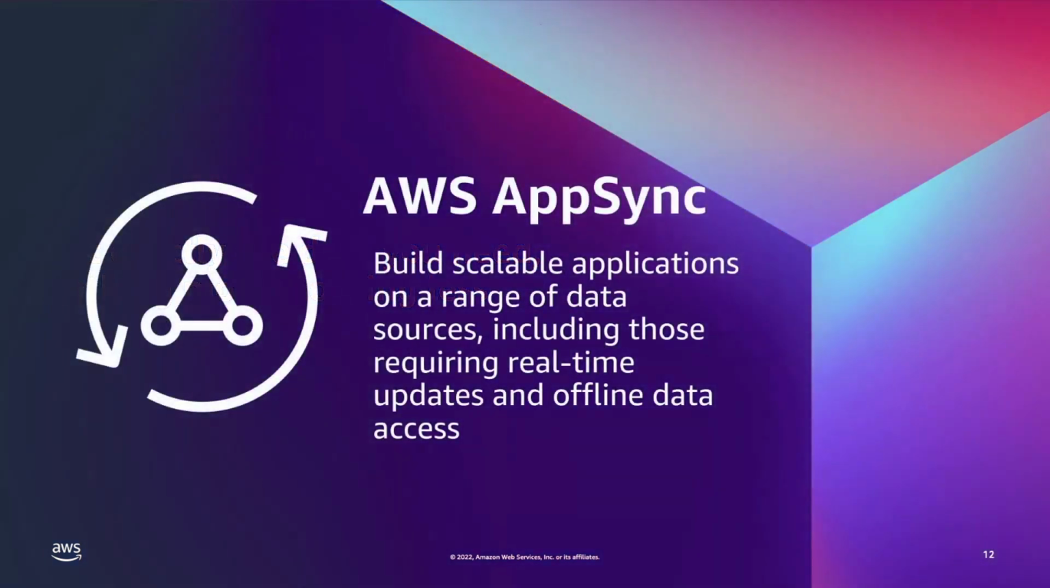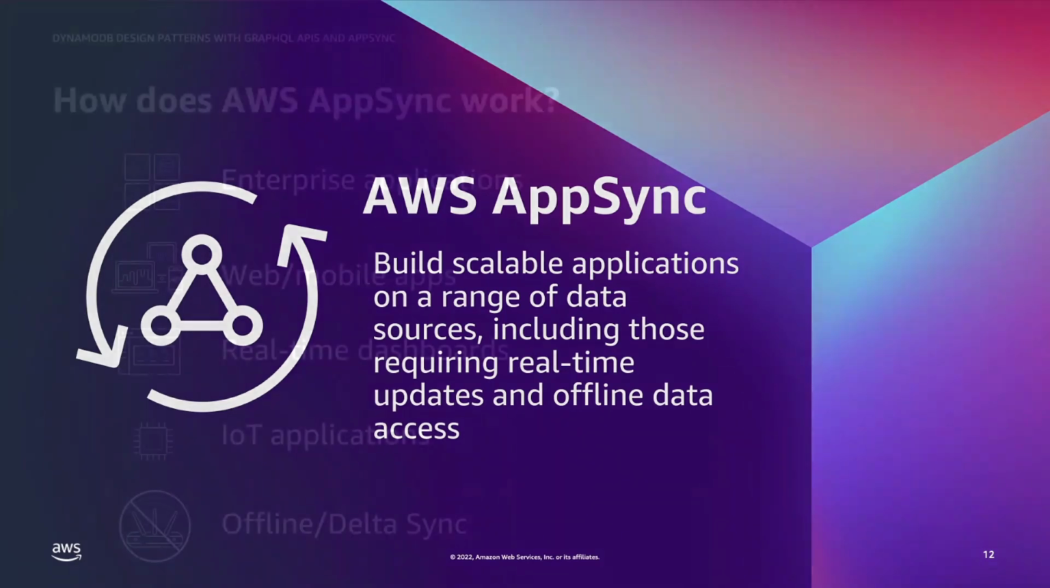And this is where AWS AppSync comes in. AWS AppSync is an AWS service that allows you to build scalable applications on a range of data sources, including those requiring real-time updates and offline data access. So, in a nutshell, AWS AppSync is a managed GraphQL service that allows you to configure serverless GraphQL endpoints that you can use right away in your application, and that allows you to connect to data sources in your AWS account. Managed GraphQL service, but it's also a lot more than that, and I'll give you a bit of information about that as well.